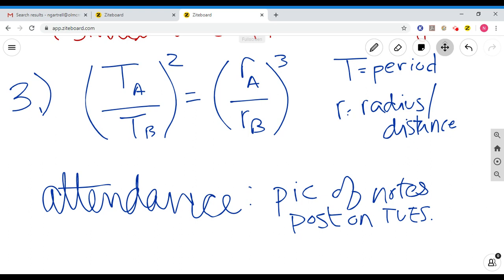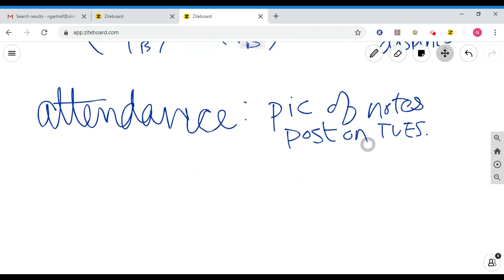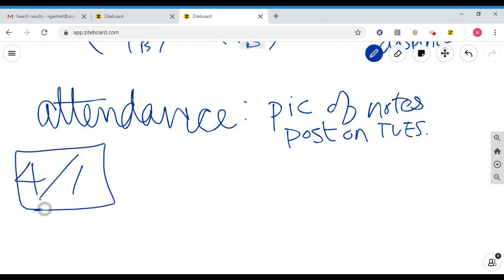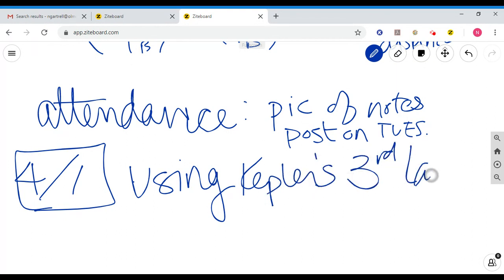All right. Today's lesson, we're going to call this Using Kepler's Third Law. So today we're going to do some math, we're going to do some calculations. Get excited, here we go.